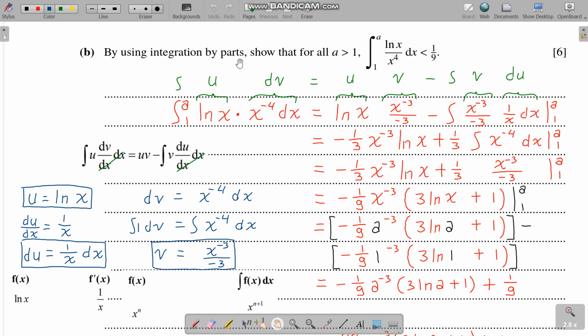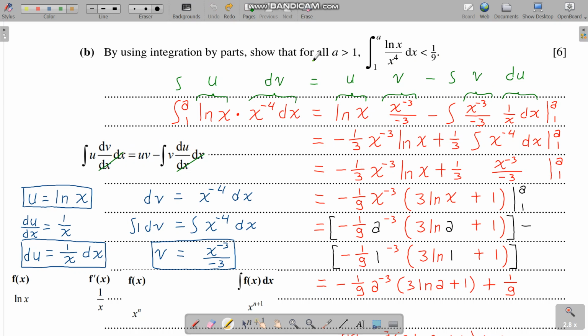By using integration by parts, show that for all a greater than 1, the integral from 1 to a of ln x over x to the fourth dx is less than 1 over 9. So this is the integration by parts formula in the MF19. If you simplify, cancel out, we have the integral u dv equals uv minus integral v du. That's the short form.